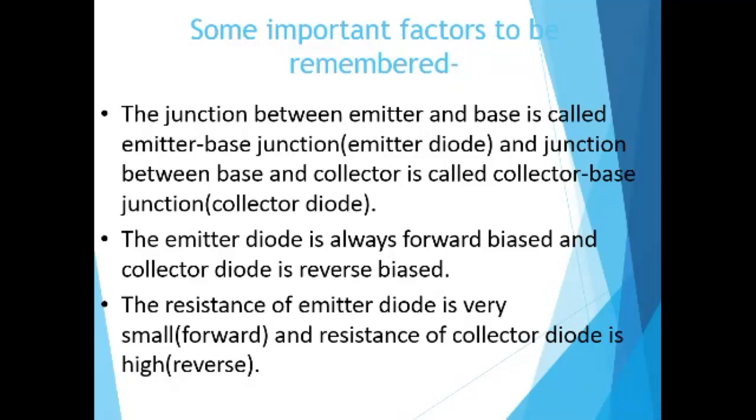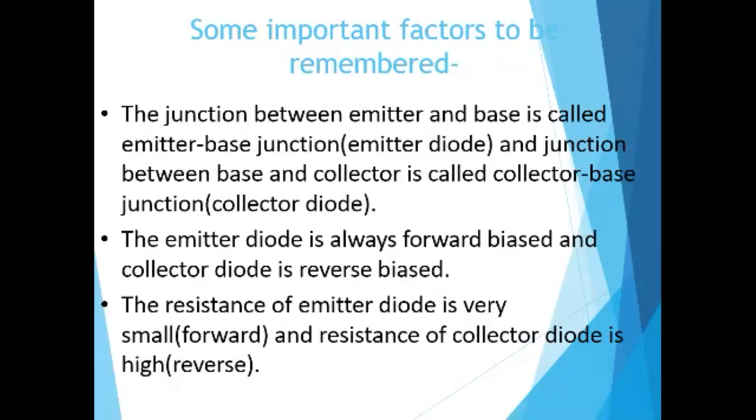The emitter diode is always forward biased, and the collector diode is reverse biased. Please remember, emitter diode means emitter and base. That means the input is always forward biased, and the output is reverse biased. That means collector to base.